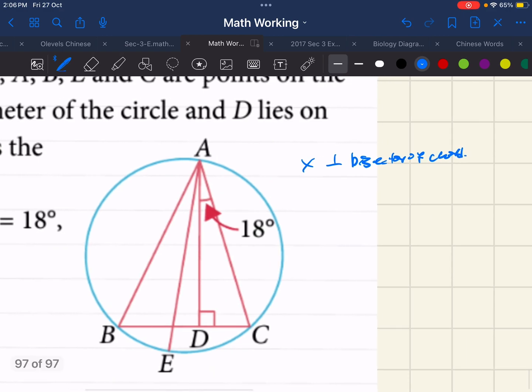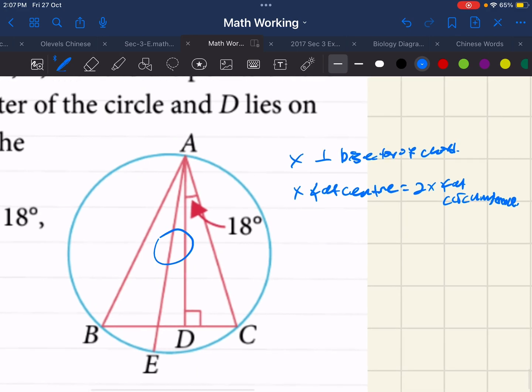Next, we also know that it's not angle at center equals 2 times angle at circumference. Definitely not. Why? Because there's no center. If there's an angle at the center, then there will be something at the center. There's nothing. There's no O. You never put a dot here and label it O. And even if so, nothing is intersecting it.